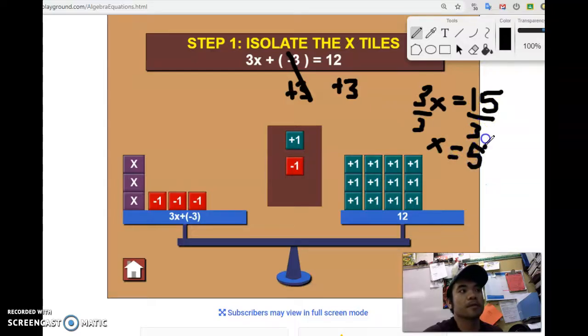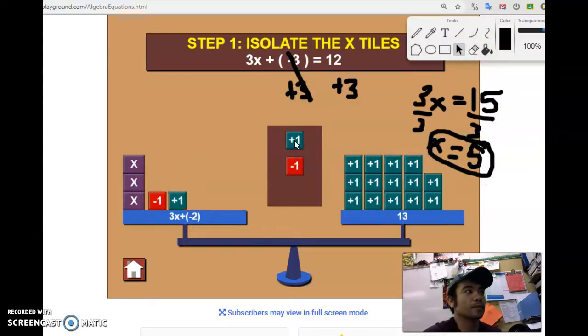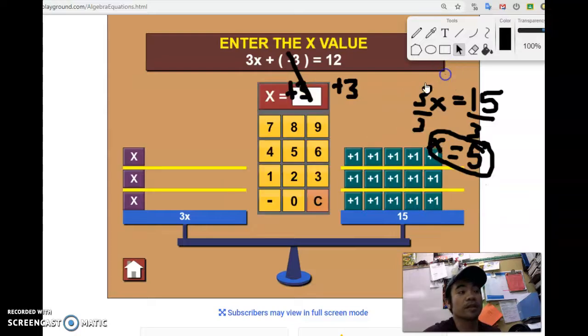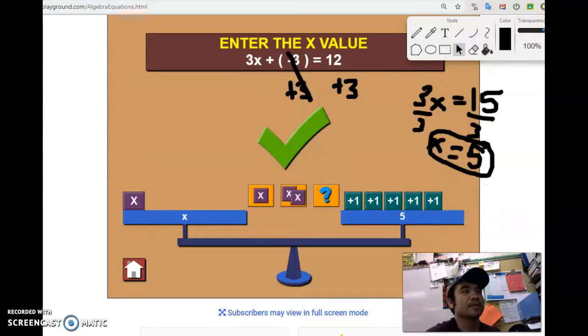Okay? So let's see if we're correct using the models. We said add 3 on both sides. There you go. 3x equals 15. How do I find 1x? Well, I have to divide by 3 on both sides, and you can see that for every x there is 1, 2, 3, 4, 5. Okay, pretty simple. Let's try another one.